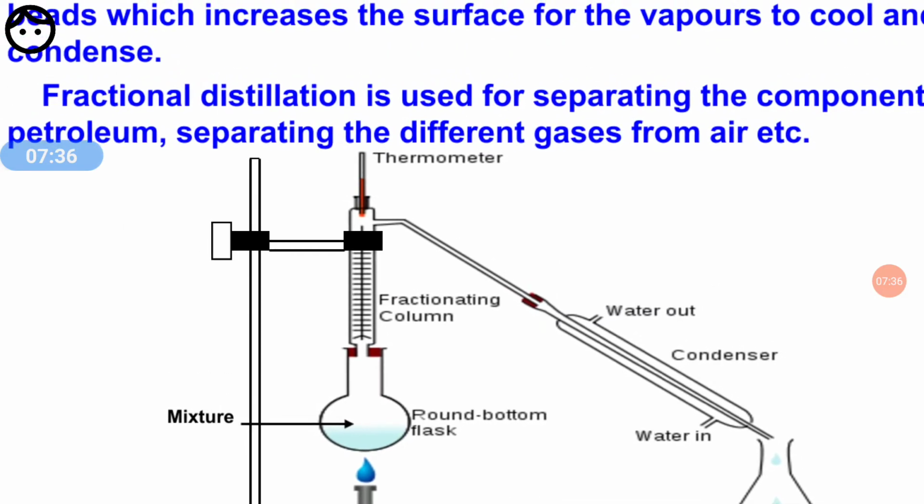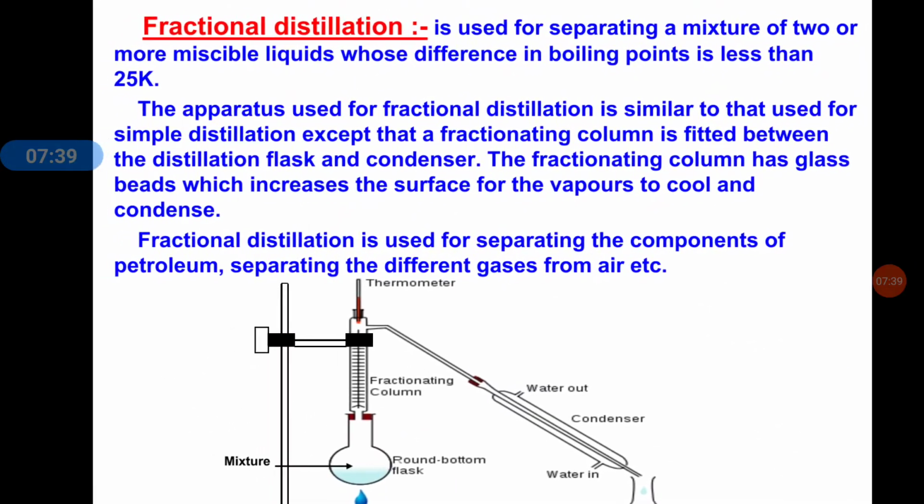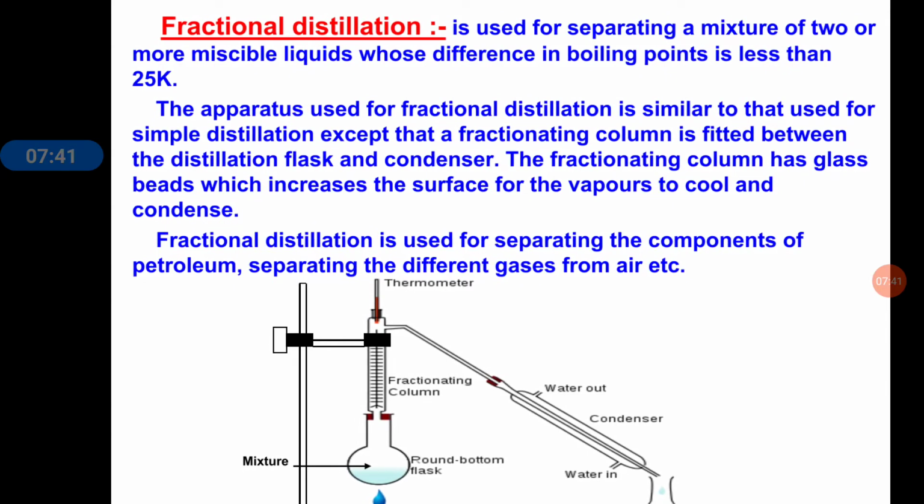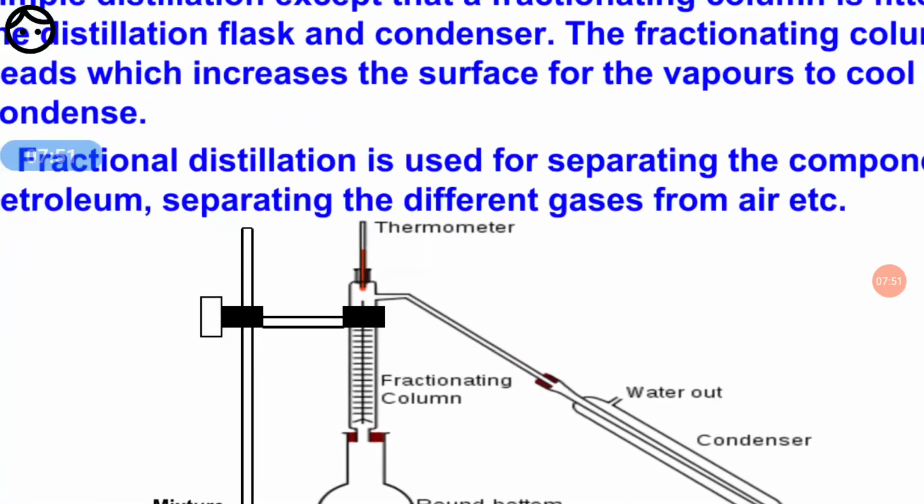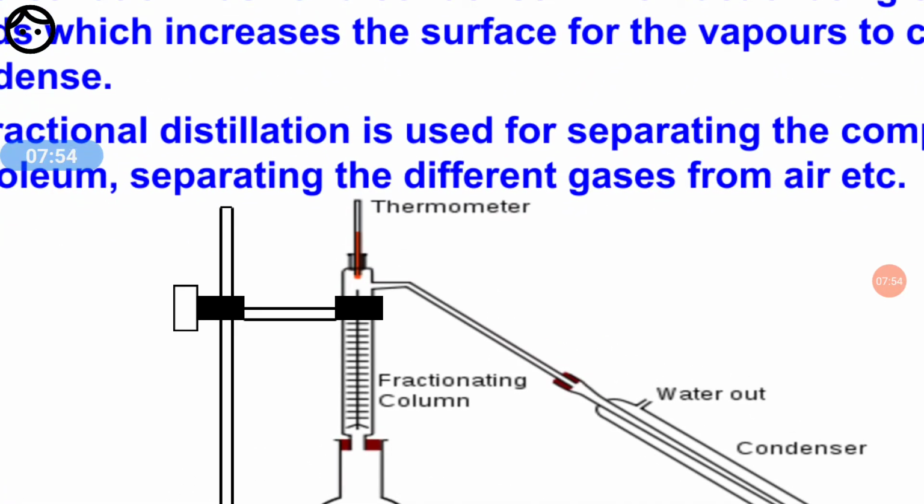Okay, and this fractionating column has glass beads. These glass beads increase the surface area for the vapors to cool and condense. So these glass beads are present in this fractionating column to increase the surface area of the vapor for condensation.